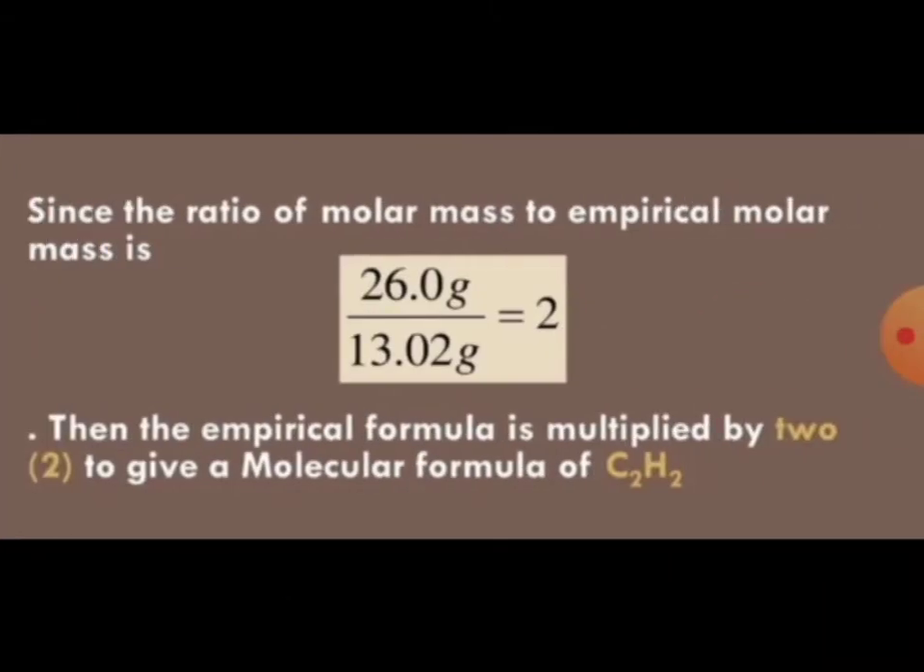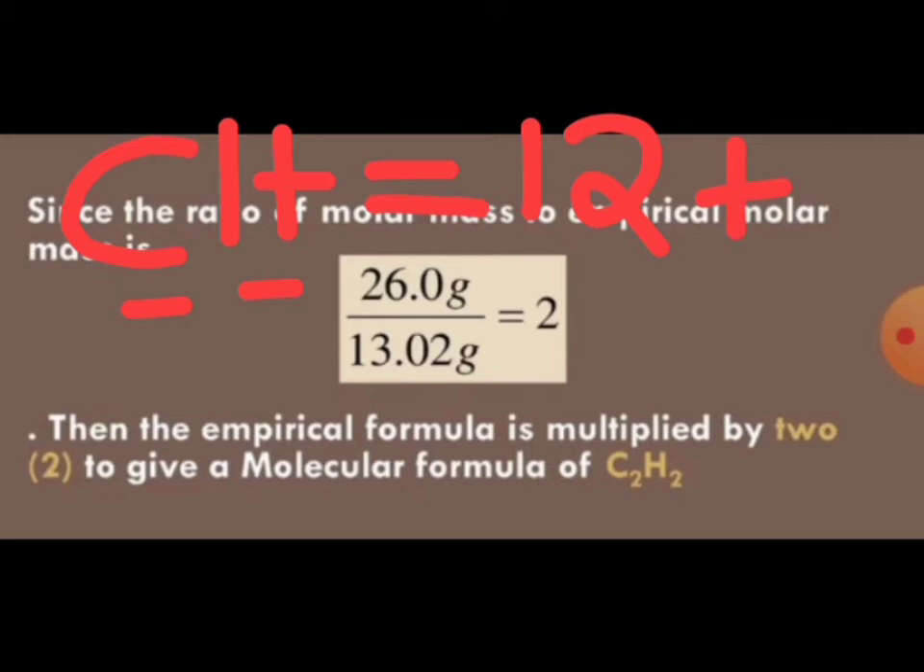Now the next step is, as I got the empirical formula CH, I am going to find its mass, the empirical formula mass. How to find it? Add the atomic weight of carbon and hydrogen. The atomic weight of carbon is 12 and hydrogen is 1. So I'll get 13 as the empirical formula mass.